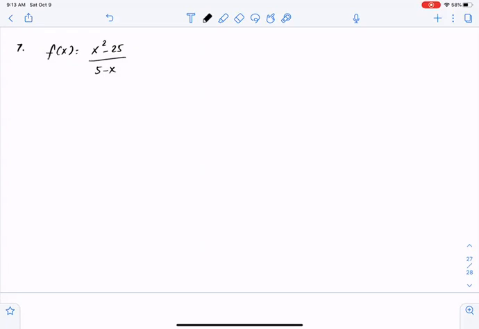The numerator is x squared minus 25. X squared minus 25, I can rewrite it as x squared minus 5 squared. That is a special product. So I could write it as x plus 5 times x minus 5 divided by 5 minus x. Is the cancelling step going to work? Well, it looks like we can cancel x minus 5 and 5 minus x.